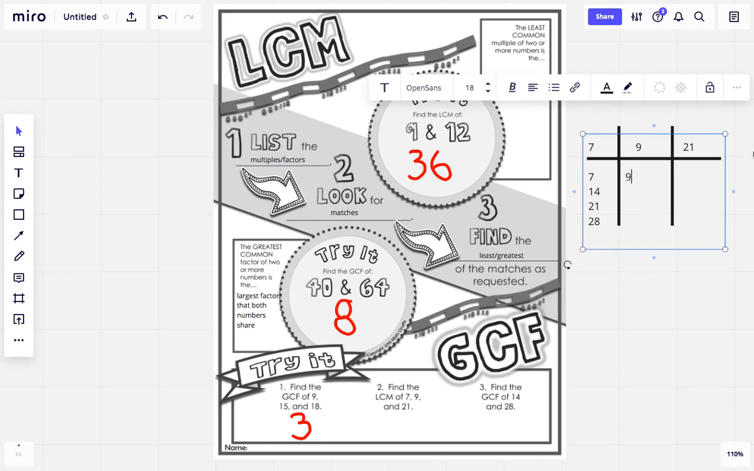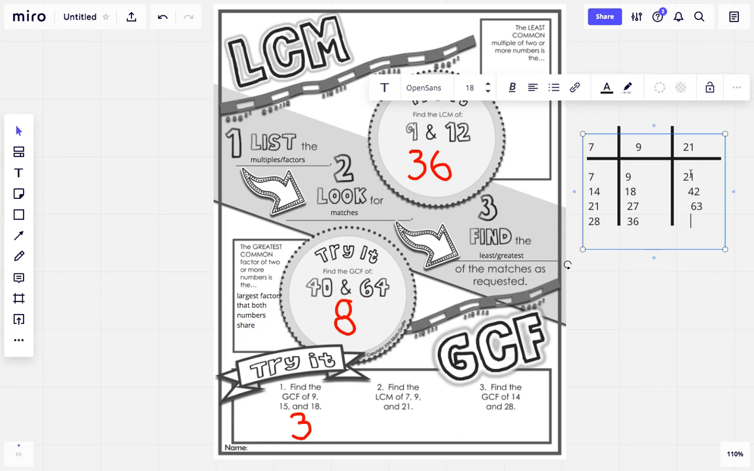So then for 9, we have 9, 18, 27, 36, and we'll stop there and we'll add on more if we need to. We have 21, 42, 63, and we'll actually stop there.